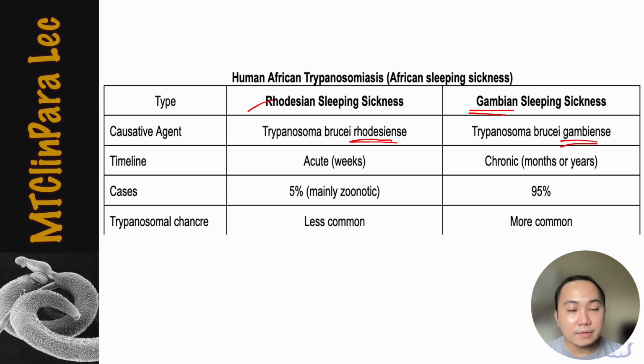So for the timeline, as I have said, Rhodesiense is the acute type of African sleeping sickness, so the signs and symptoms may be presented as early as weeks. While for Gambian sleeping sickness, the signs and symptoms usually manifest in months or years. For the cases, 5% is usually associated with Rhodesian sleeping sickness, while 95%, the most common one, is for Gambiense. For trypanosomal chancre, later on we'll be discussing this, it is more commonly associated with Gambian sleeping sickness.